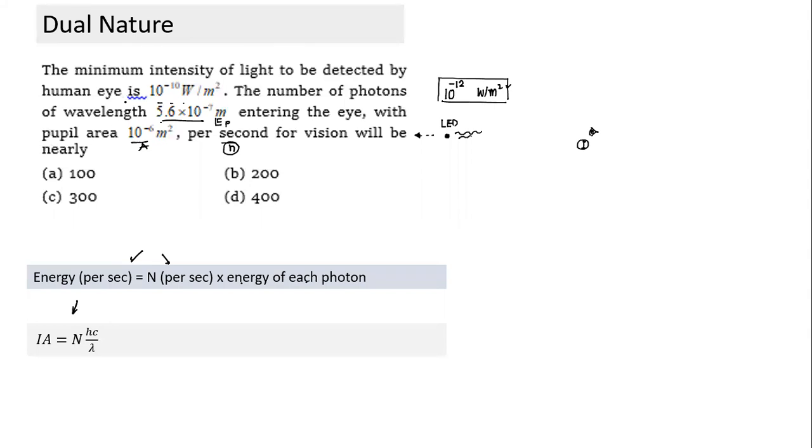Intensity multiplied by area gives you the energy which must enter the eye per second for us to detect any light within the visible spectrum. We form this equation, we get the value of n. And since intensity is given in SI units, it's better to use the energy of the photon also in SI units, hc by lambda. You'll substitute everything in SI units.